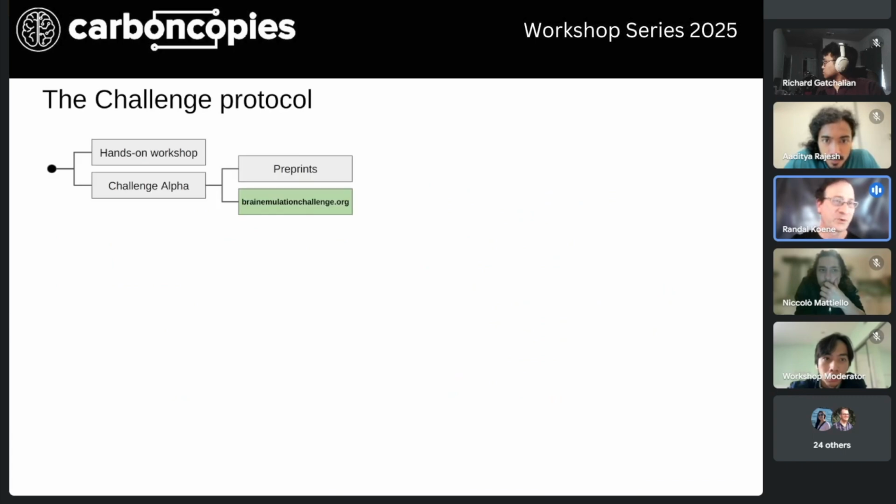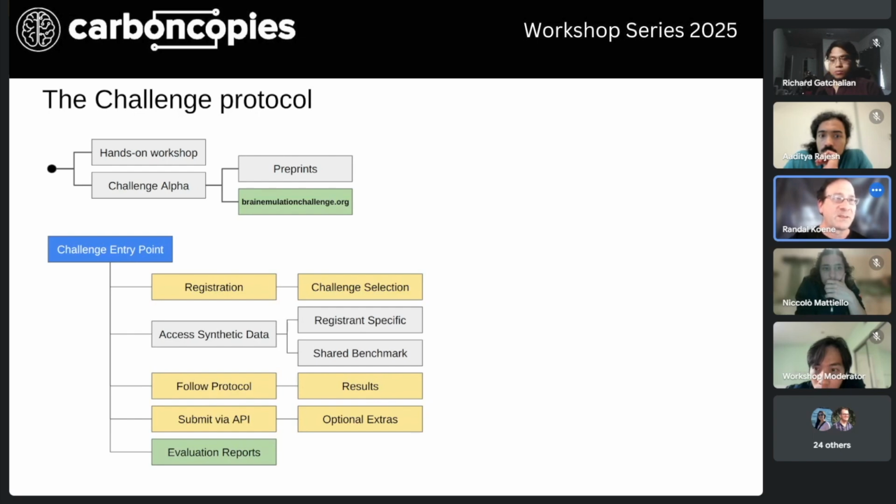As soon as we've finished prototype testing, and probably at or immediately following the hands-on workshop, we aim to launch the very first version of the challenge. At this point, we aim to submit preprints that explain and describe ideas and purpose and the technology behind the platform and the challenge. The domain brainemulationchallenge.org will host documentation and worked out examples.